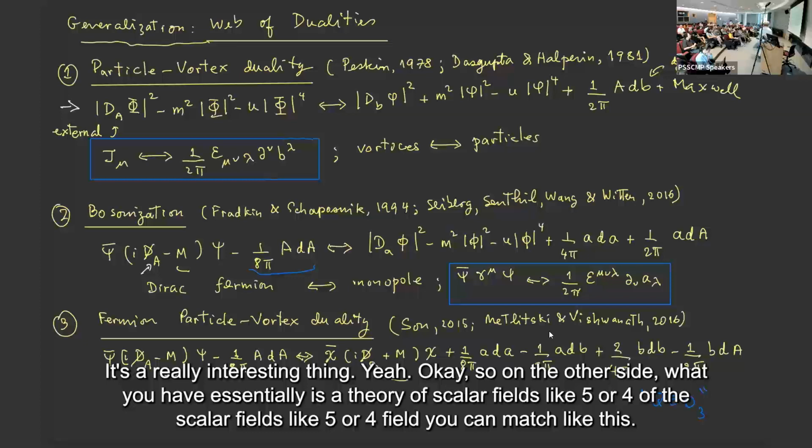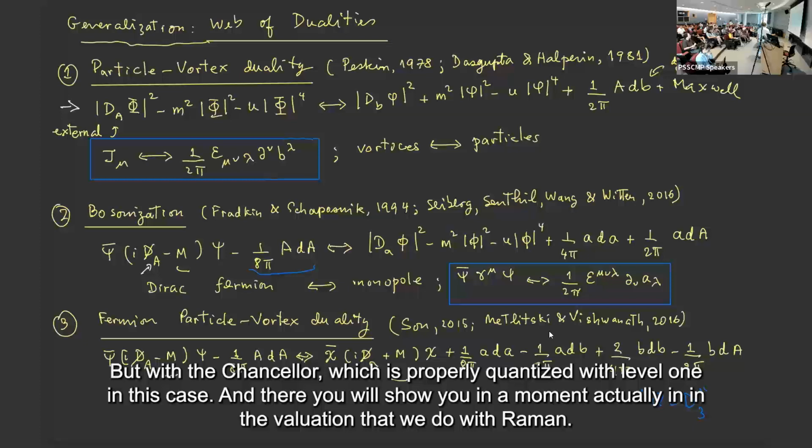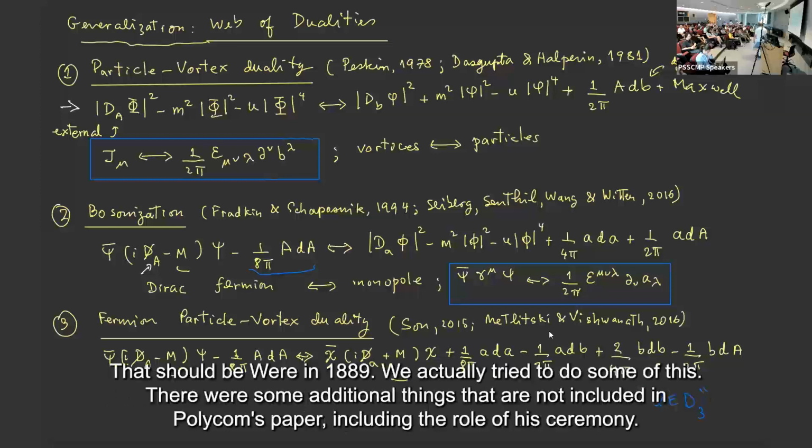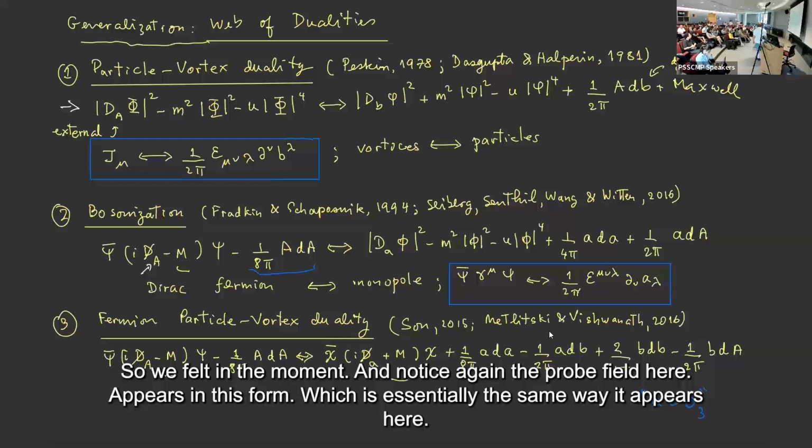On this side, what you have essentially is a theory of scalar fields like Wilson-Fisher theory, but with a Chern-Simons term, which is properly quantized with level 1 in this case. I will show you in a moment the derivation that we did with Hart, with another Abelian version. This is a problem that goes back to some conjectures by Polyakov, in 1989, where he tried to do some of this. There were some additional things not included in Polyakov's paper, including the role of this anomaly that will come in a moment. And notice again, the probe field appears in this form, which is essentially the same way it appears here.